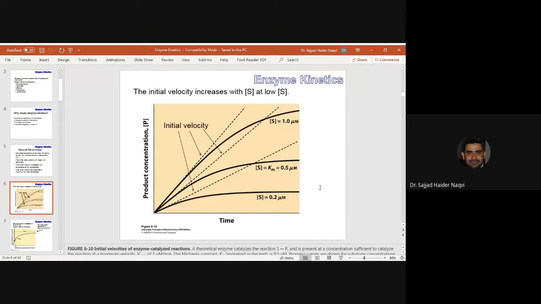Now this is the picture, a graph of the same observations that we have discussed.